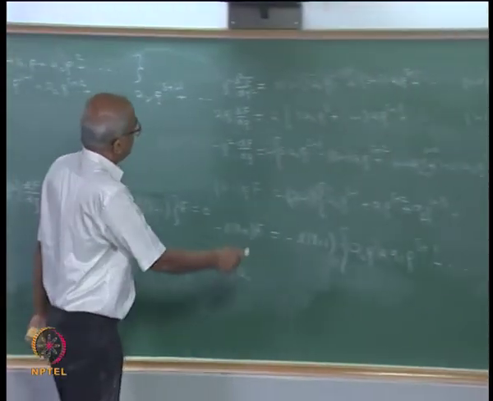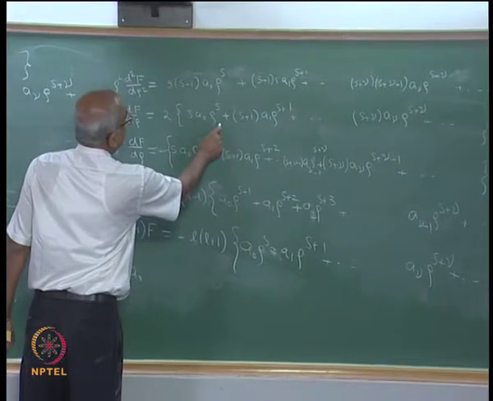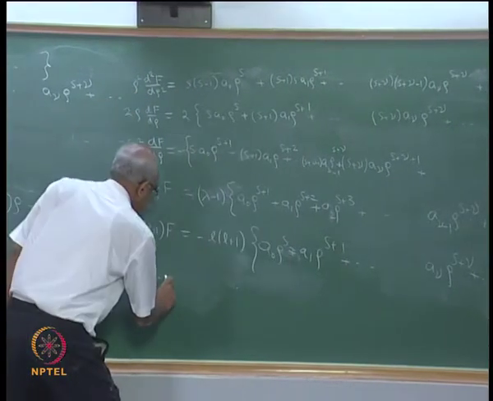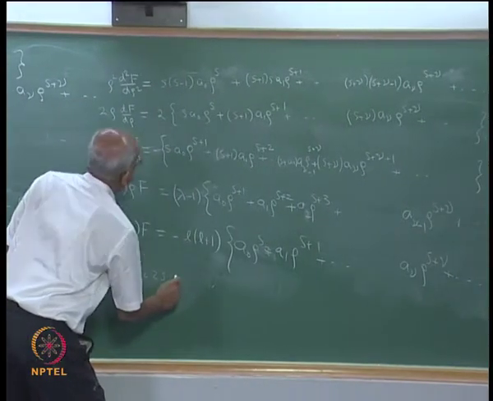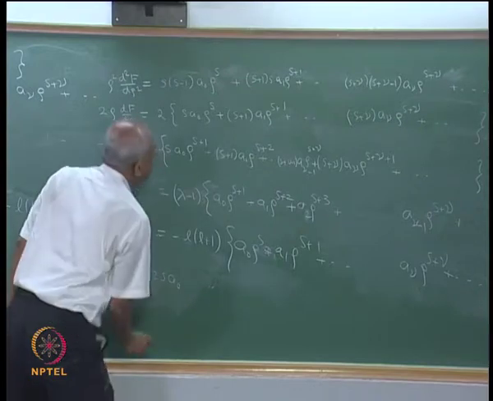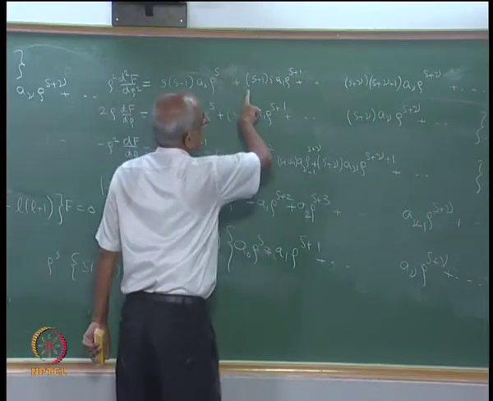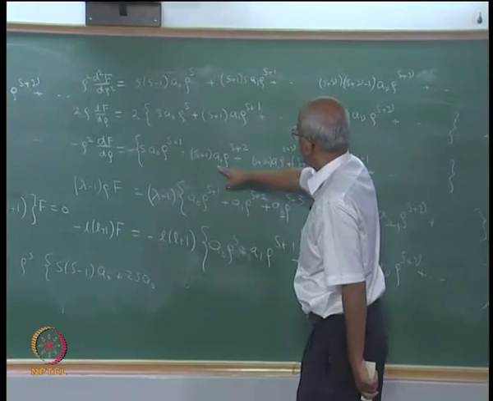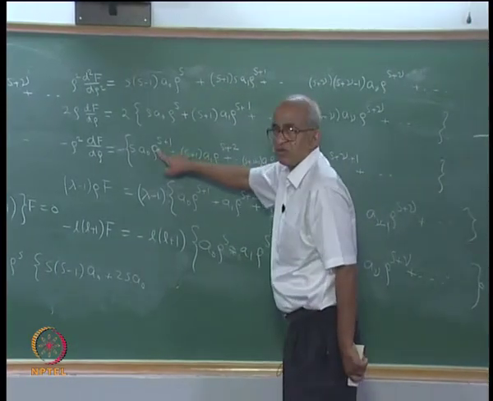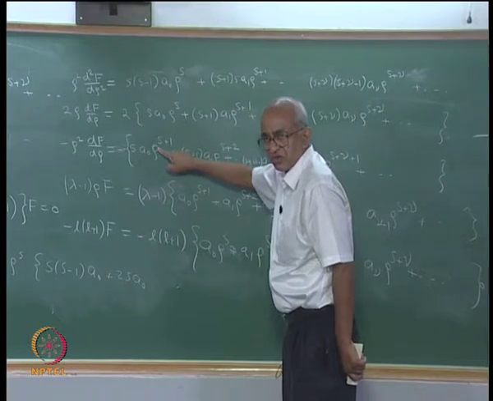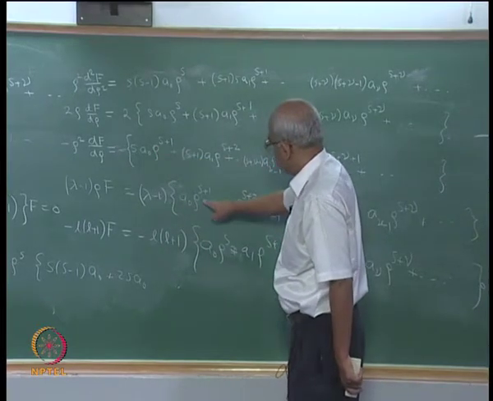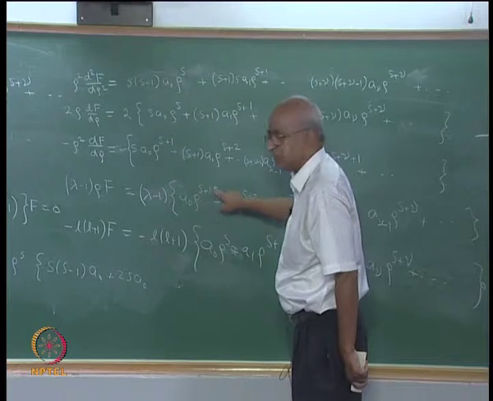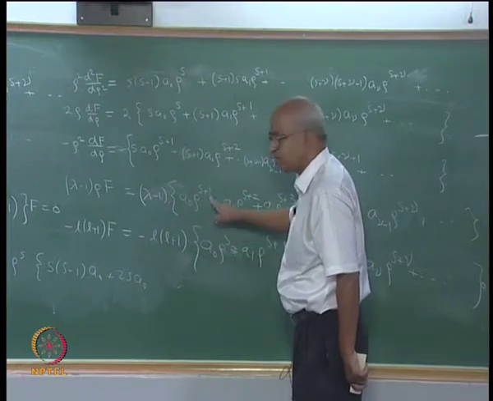And then from here what will you get? 2s a0, right. There is no rho to the power of s in any of these terms, it is only here. And from here what are you going to get? You are not going to get rho to the power of s, because it starts with rho to the power of s plus 1. This also starts with rho to the power of s plus 1, right.